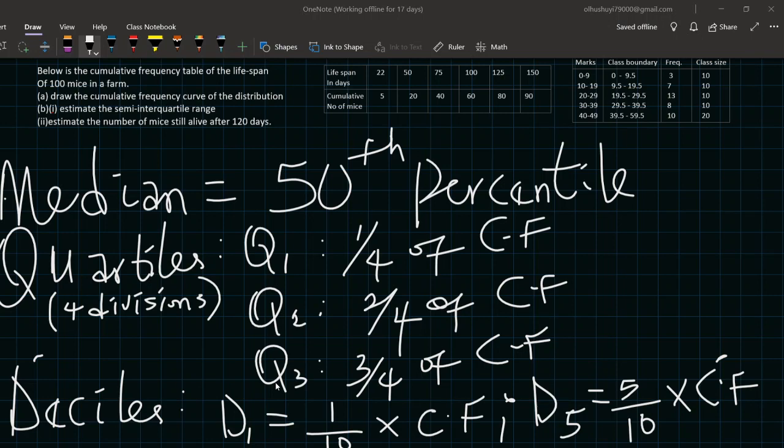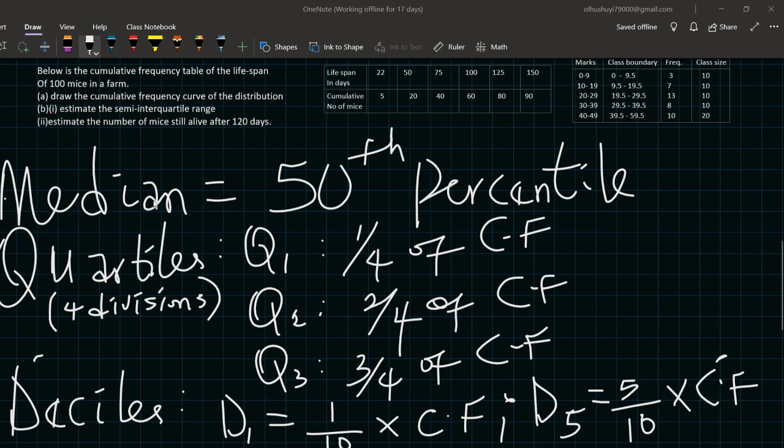Please, you can be noting these things down. I don't have to write everything. Your interquartile range is Q3 minus Q1. Then your semi-interquartile range will be your Q3 minus your Q1, divided by 2. That is what we call the semi-interquartile range. And that's all. So quickly, let's attempt the question that we have before us.